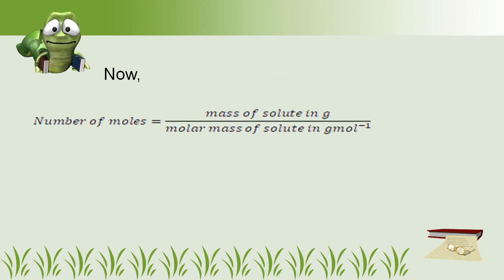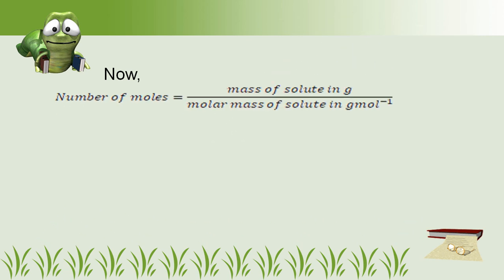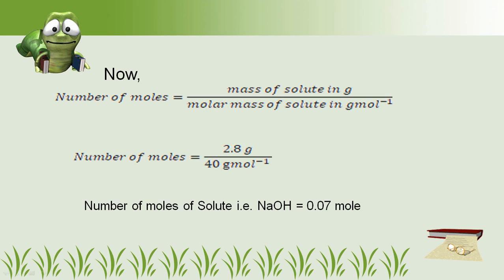Now, first we calculate the number of moles. By dissolving the given mass of NaOH, whatever the number of moles of NaOH in the solution is obtained by using this formula. So number of moles is equal to mass of solute, that means NaOH, which is 2.8 gram, divided by molar mass of NaOH, 40 gram per mole. So the number of moles of NaOH in the given solution is 0.07 mole.